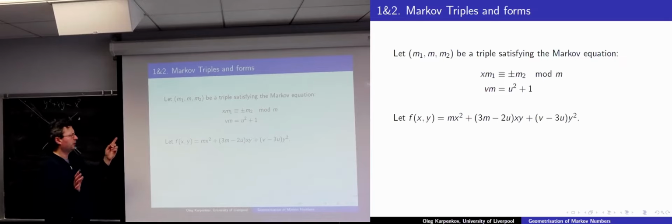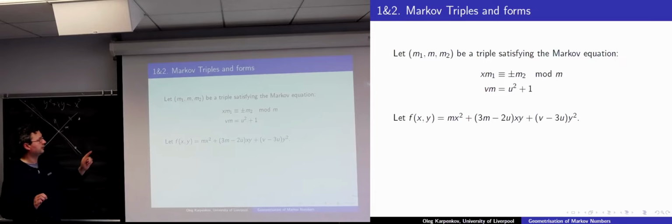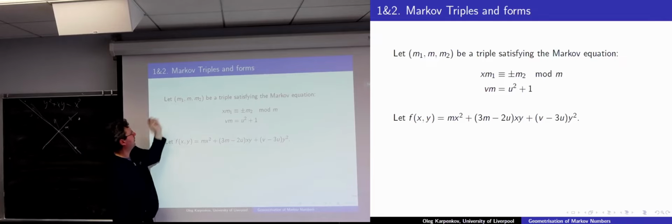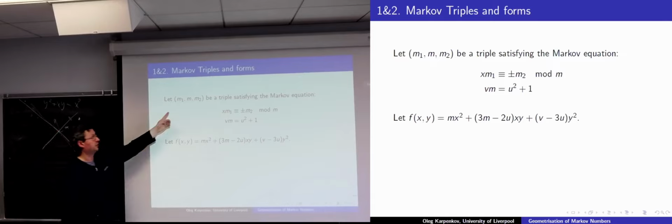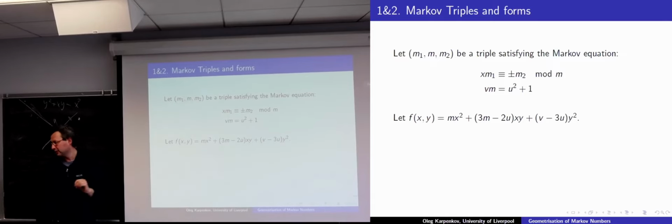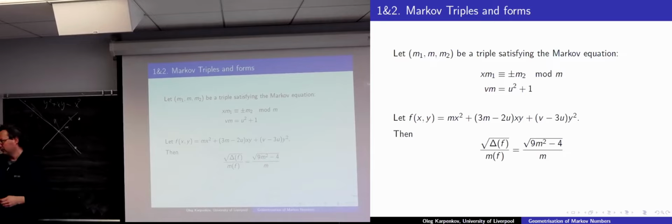So probably I should say there is a straightforward way to write down the form, starting from the triples M1, M, and M2. So usually M, the middle one, is considered to be the largest. Great. And then, of course, you can compute the Markov number, and it will be like that.